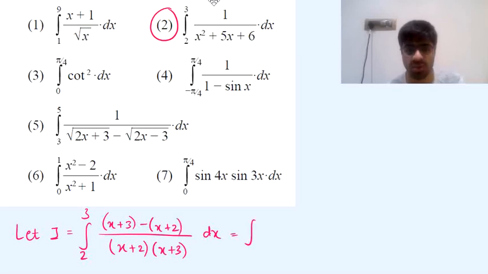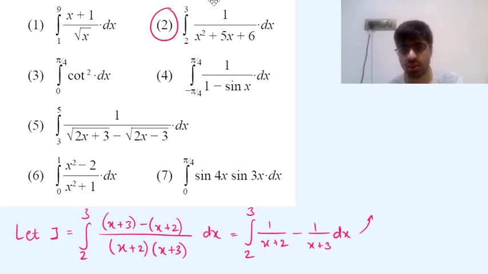When you separate the terms, this becomes integration from 2 to 3, 1 upon x plus 2 minus 1 upon x plus 3. And integrating both these terms, this will be log of x plus 2 minus log of x plus 3. And log a minus log b is log of a upon b. So this will be log of mod x plus 2 upon x plus 3. And that goes from 2 to 3.